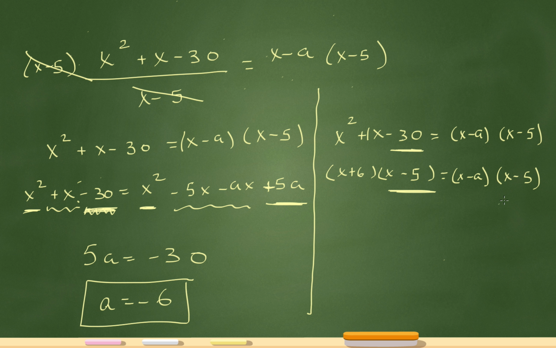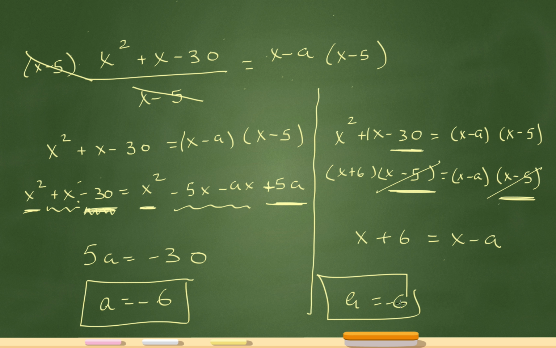Now this side and this side match up. So I can really divide this side, divide that side, they're gone. I'm left with x plus 6 equals x minus a. And now you can see in order for this positive 6 and negative a to equal out, a must be negative 6. Because if a is negative 6, this becomes x minus negative 6, which is the same thing as x plus 6, and that will match up. So a is negative 6 no matter how you do this problem.